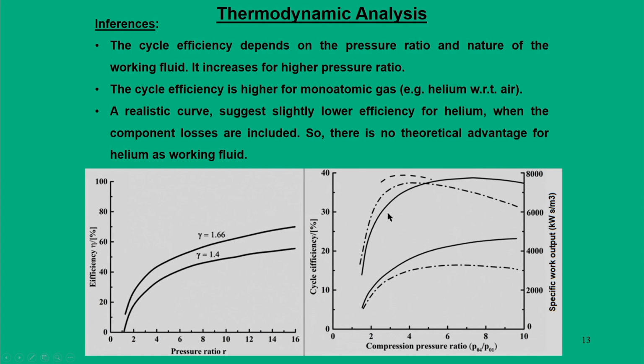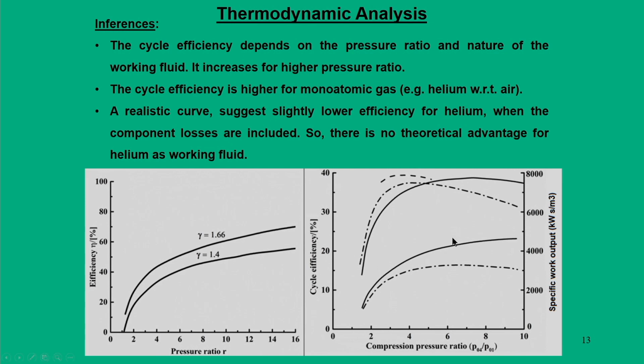But at some point of time air takes over, because air is continuously higher. That means in a realistic curve, when you use air over a wide range of pressure ratio, it gives a better advantage, a theoretical advantage over helium. So, because of this reason, air is the only choice as the working fluid for a gas turbine cycle.